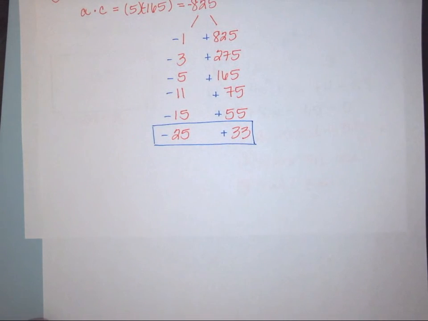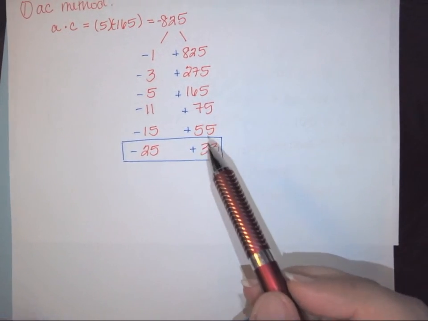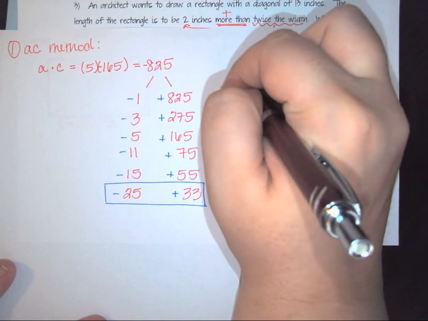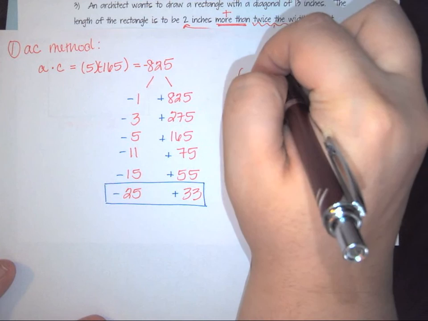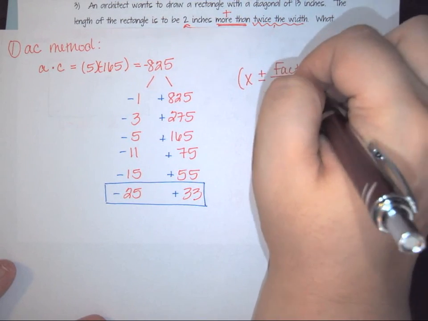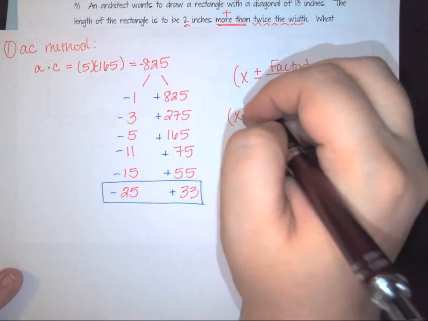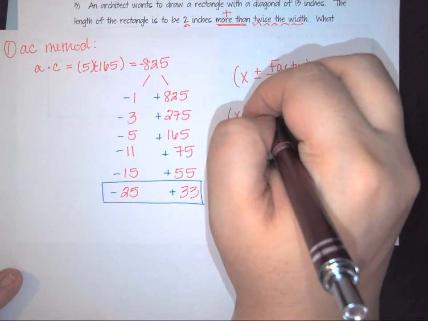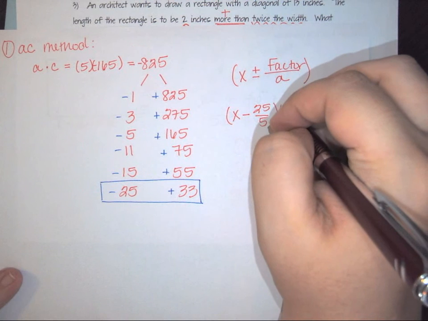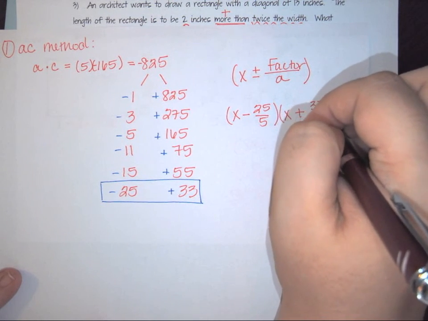Once you know the combination that works, then what you have to do is you have to put it into the factored form. So the factored form says we're going to do x plus or minus, we're going to put your factor, divide it by the a term, and that's how we're going to create them. So here, this first one is going to be x minus 25 over 5. And then we're going to have x plus 33 over 5.